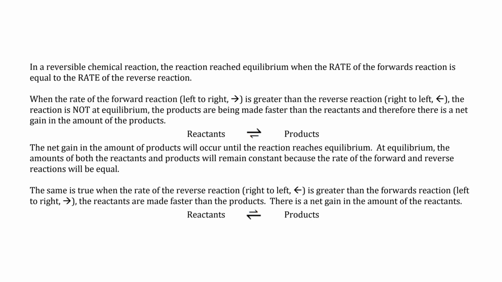If this is a reversible chemical reaction, and the reaction reached equilibrium, the rates are equal forward and reverse. However, if my rate forward, meaning left to right, is greater than the reverse, that means I'm going to have more products than reactants. The net gain in the amount of products will occur until the reaction is at equilibrium, and the amounts of both reactants and products are going to be constant. Same thing, if I have a greater rate of my reverse reaction, that means I'm going to have more reactants than products. There's a net gain towards the reactants.